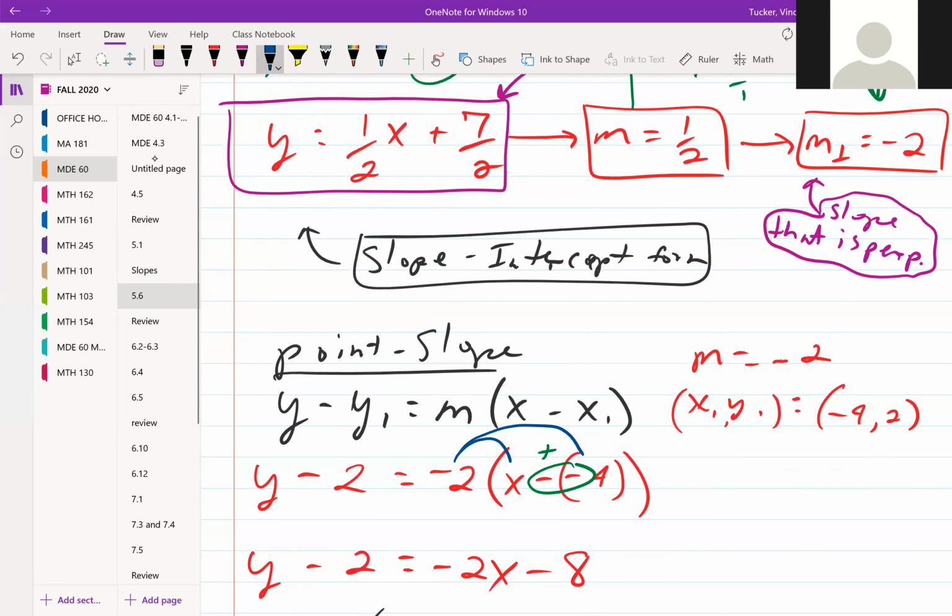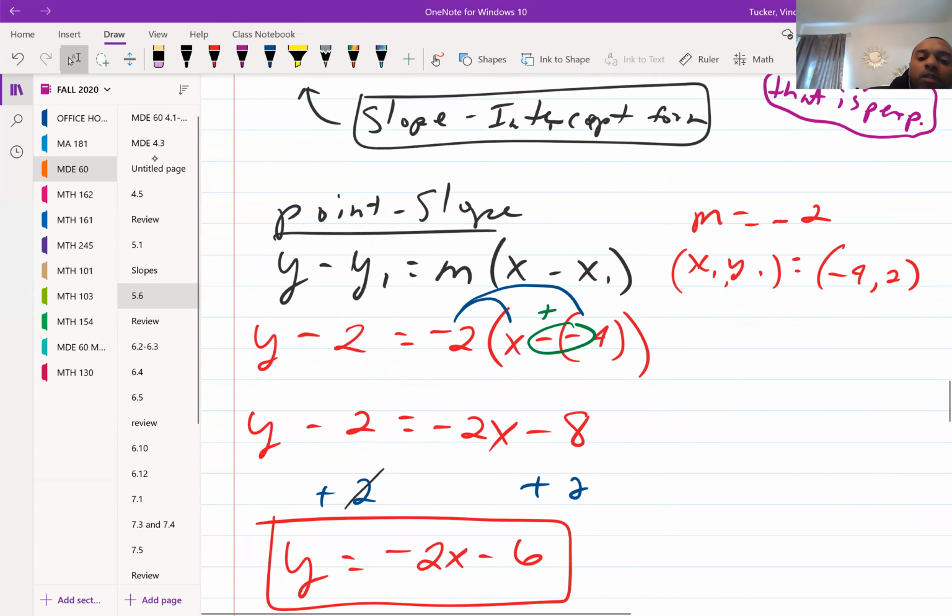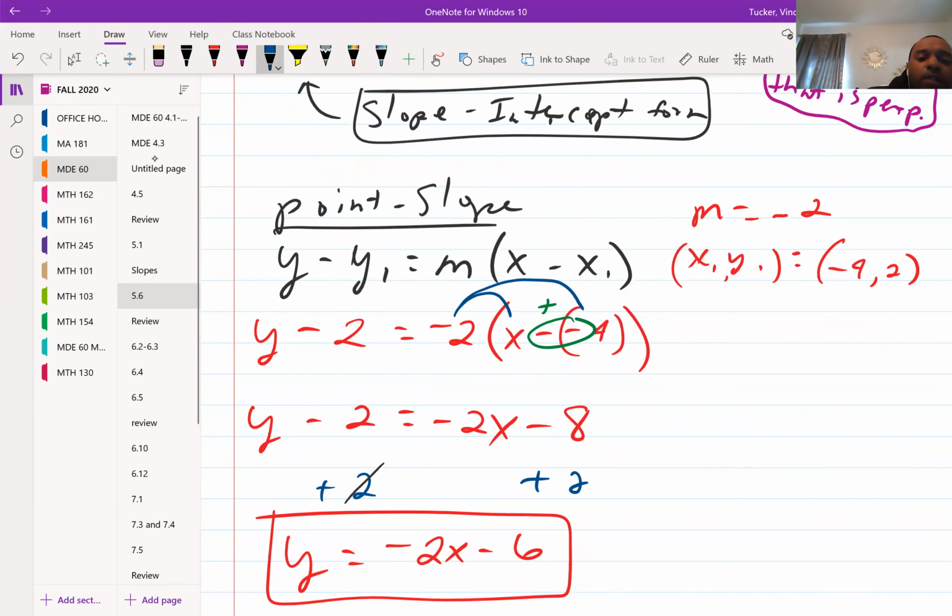-8. So that'll give us y minus 2 equal to negative 2x minus 8. Now add 2 to both sides. The 2's cancel on the left. Then on the right, we have negative 2x minus 6 as our final answer.